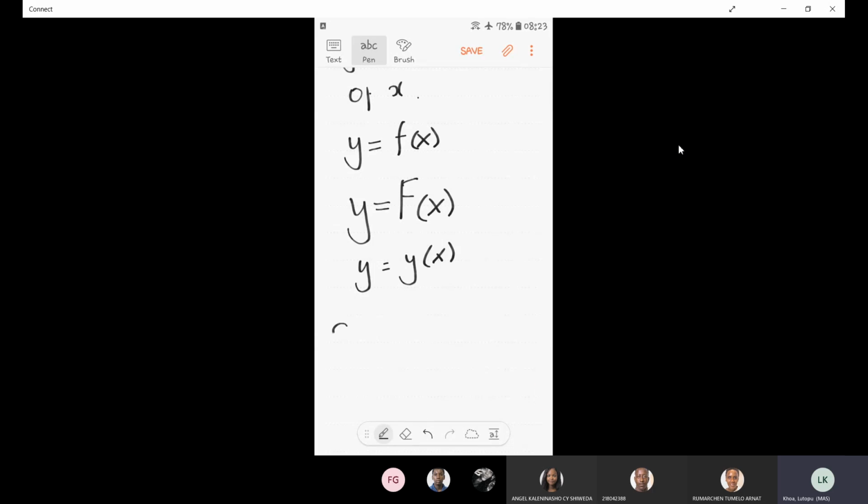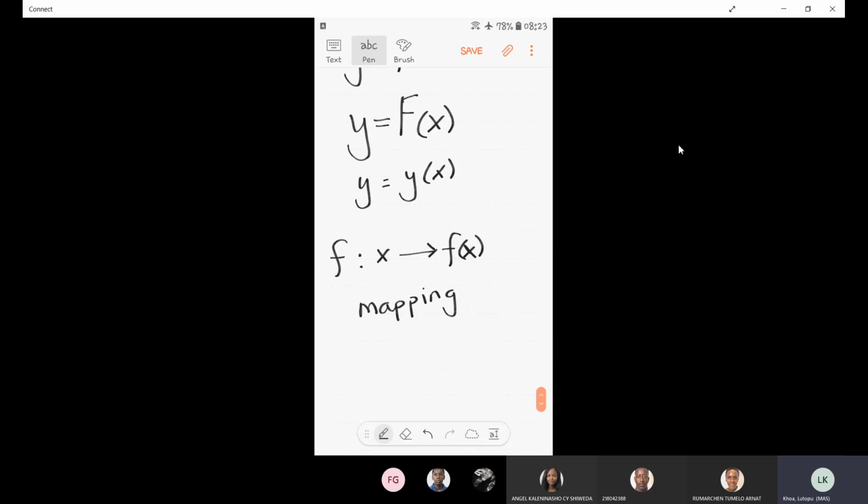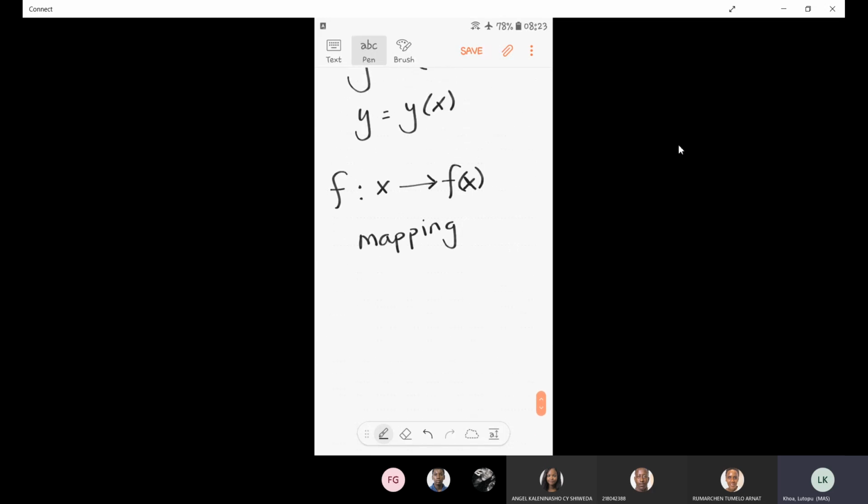Or you can say I have a function f that takes x, and then what I get out is f of x. This you say is a mapping. Okay, so you take x and then you map it to f of x. Okay, so these are just the different ways of writing the same thing. So when you see this, don't think it's something different. It is actually the same thing. So this function f maps x onto f of x.